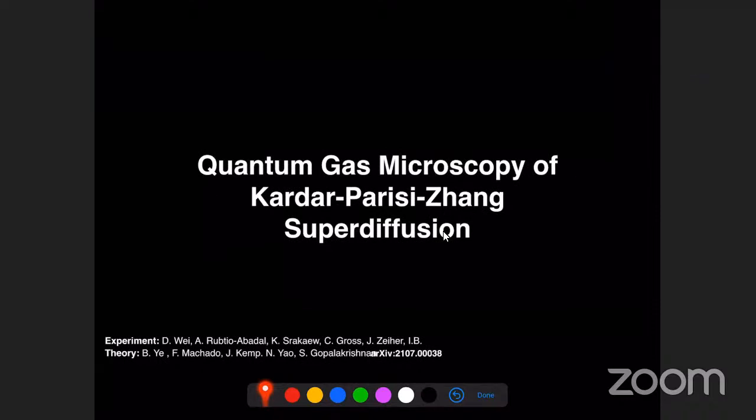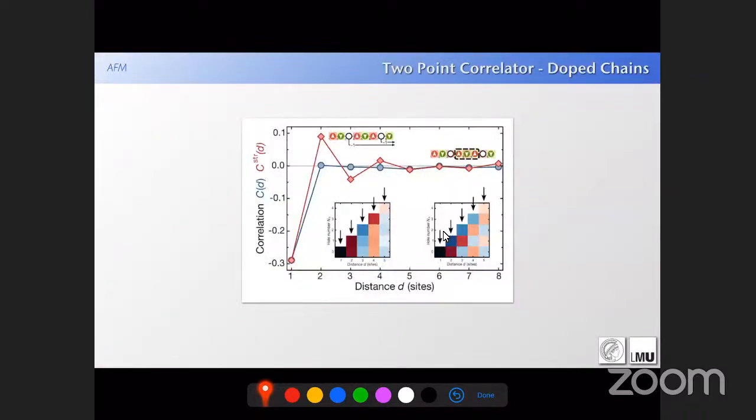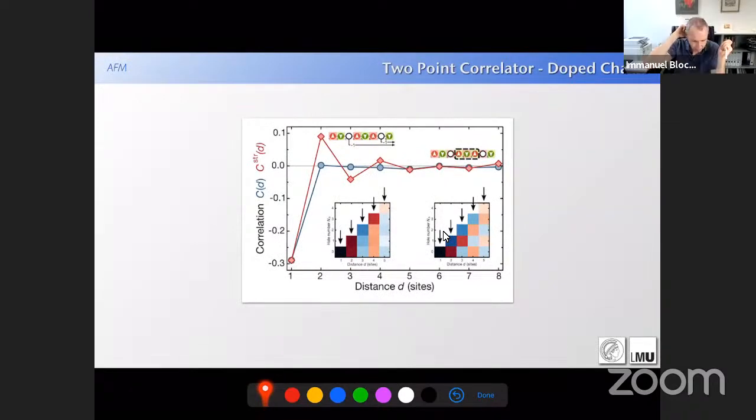Could you explain the last plot again, where the C was going a little up and down? I guess I didn't understand what was plotted. Yeah, so actually what is plotted there is a string correlator, but you can think of it as the antiferromagnetic correlations in this fictitious space where you remove the holes.